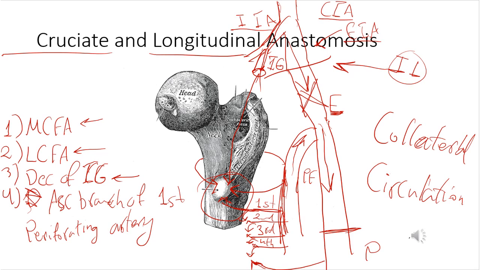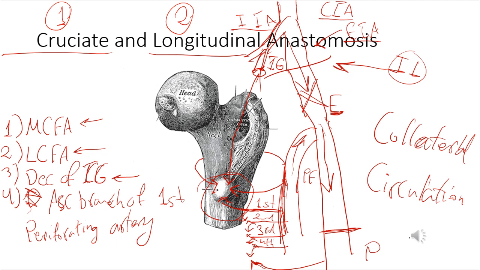Okay, so there's something that I missed in the last slide. We talked about the first anastomosis, which is cruciate. The second anastomosis is longitudinal. Longitudinal anastomosis is very simple. All you need to know is the anastomosis between these four perforating arteries.